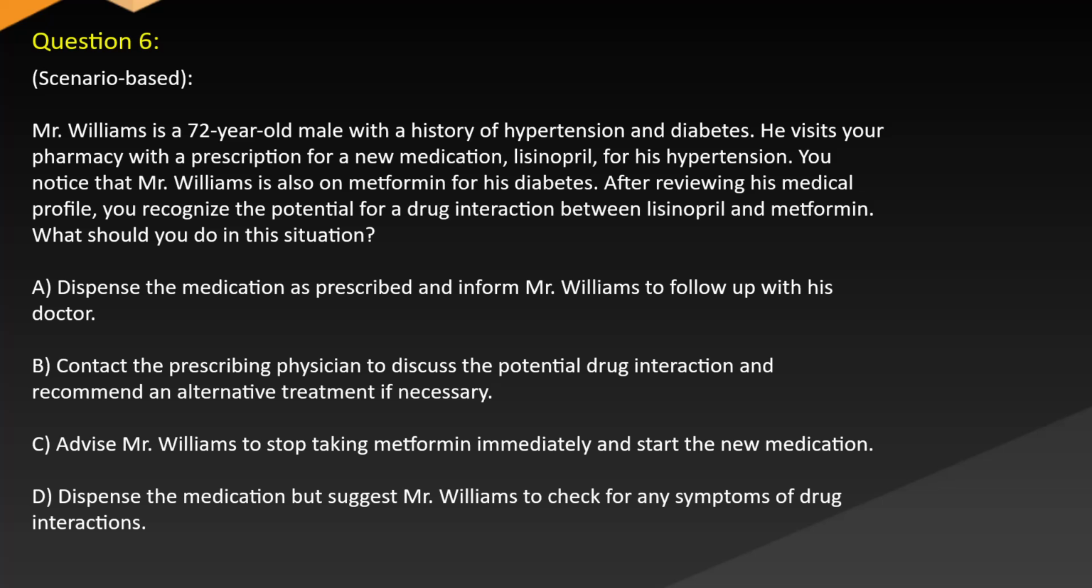Question 6. Scenario-based. Mr. Williams is a 72-year-old male with a history of hypertension and diabetes. He visits your pharmacy with a prescription for a new medication, lisinopril, for his hypertension. You notice that Mr. Williams is also on metformin for his diabetes. After reviewing his medical profile, you recognize the potential for a drug interaction between lisinopril and metformin. What should you do in this situation?